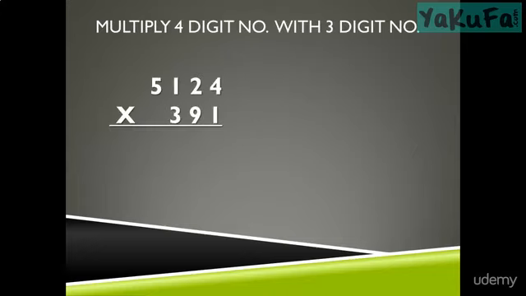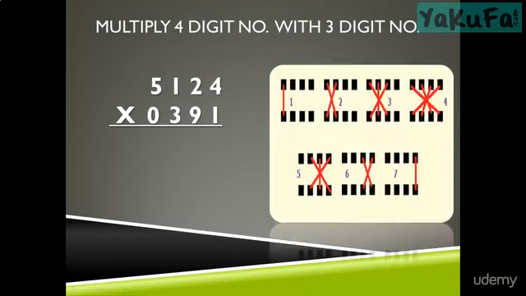So let's get started. Over here I have considered a 4-digit number being multiplied with a 3-digit number. The answer is very simple. You will just add a 0 in the missing digit place, and that's done. You'll be multiplying it as explained in our previous class. So just keep this diagram in mind and multiply it.